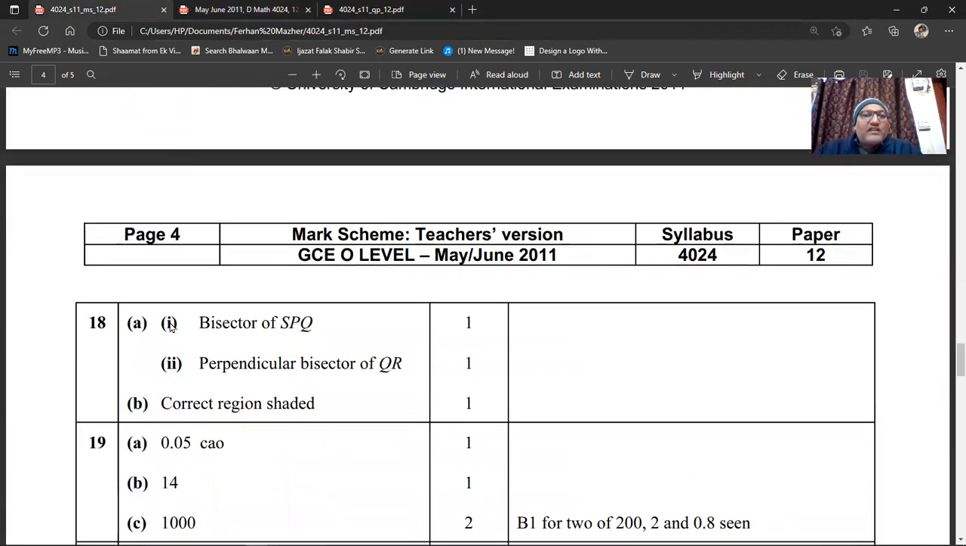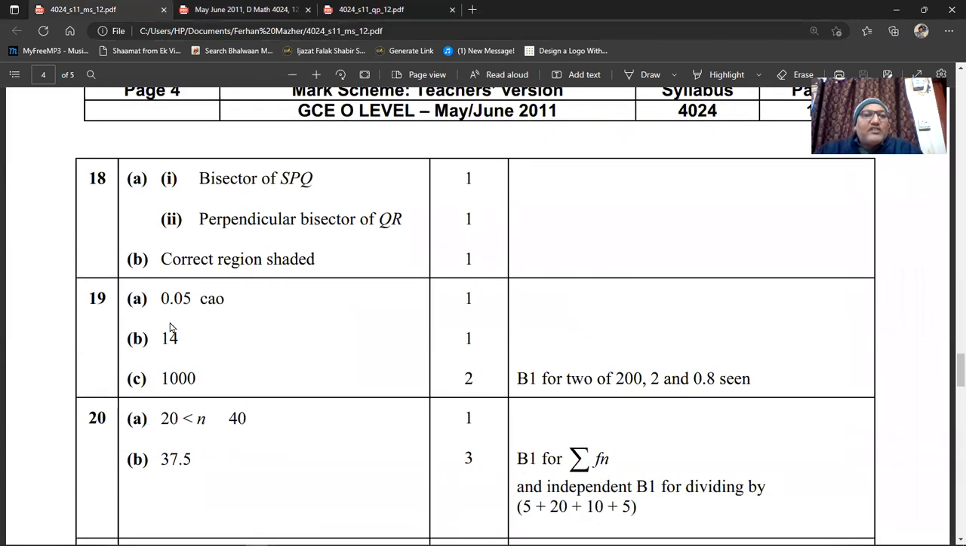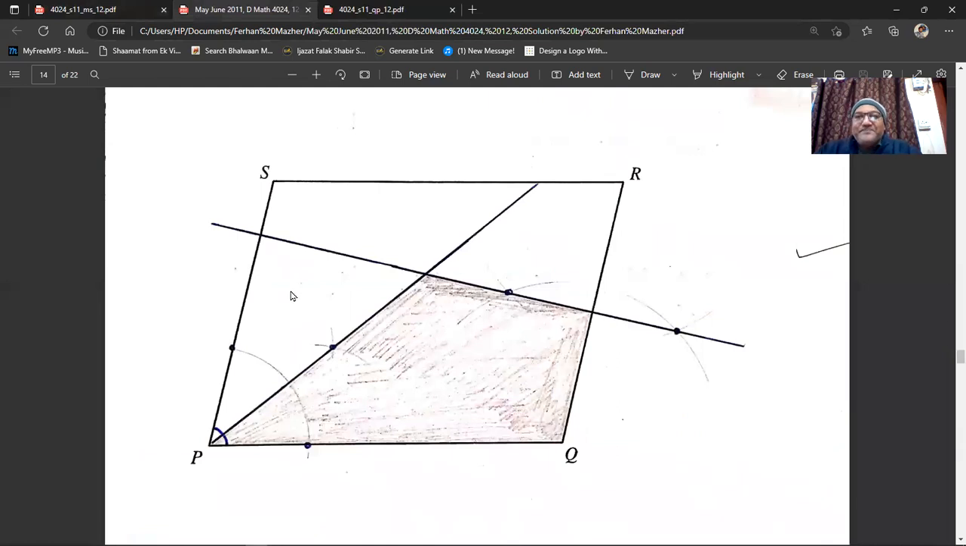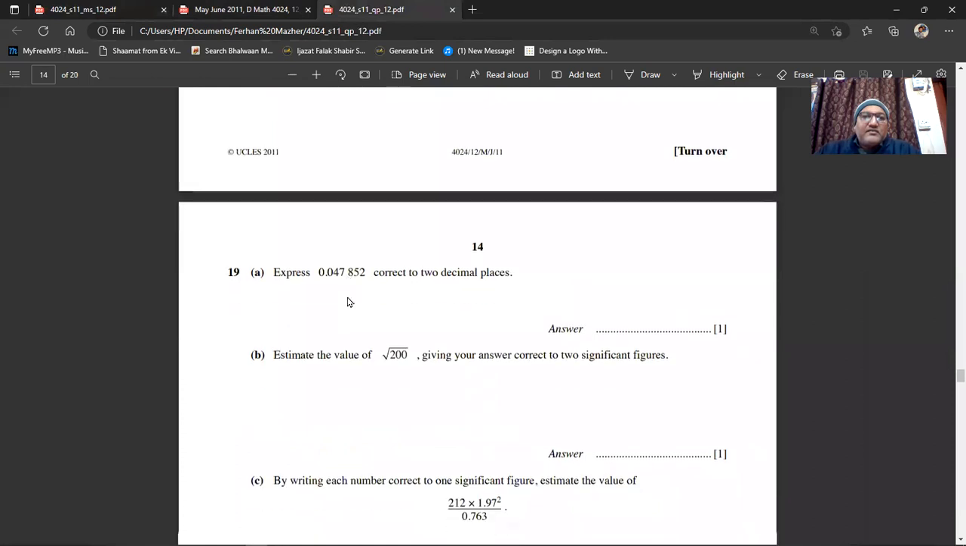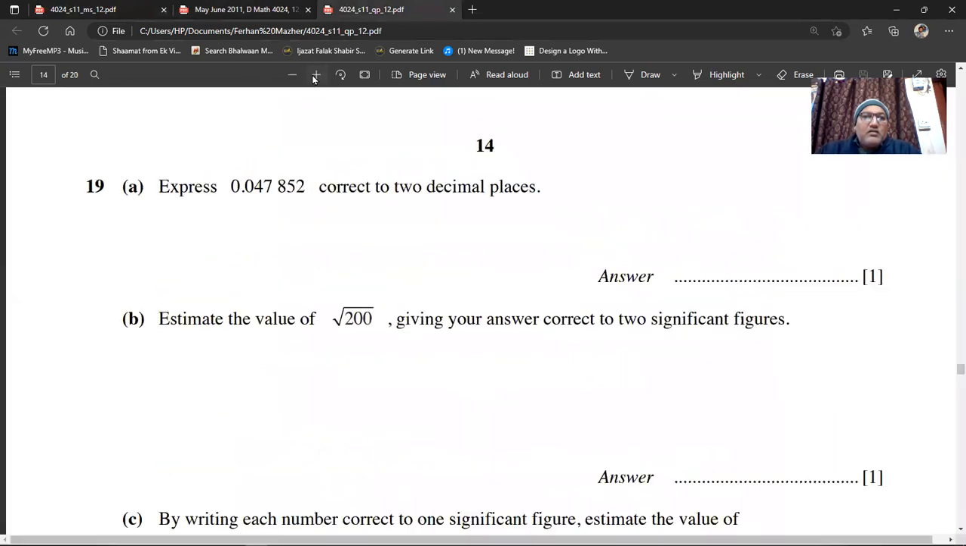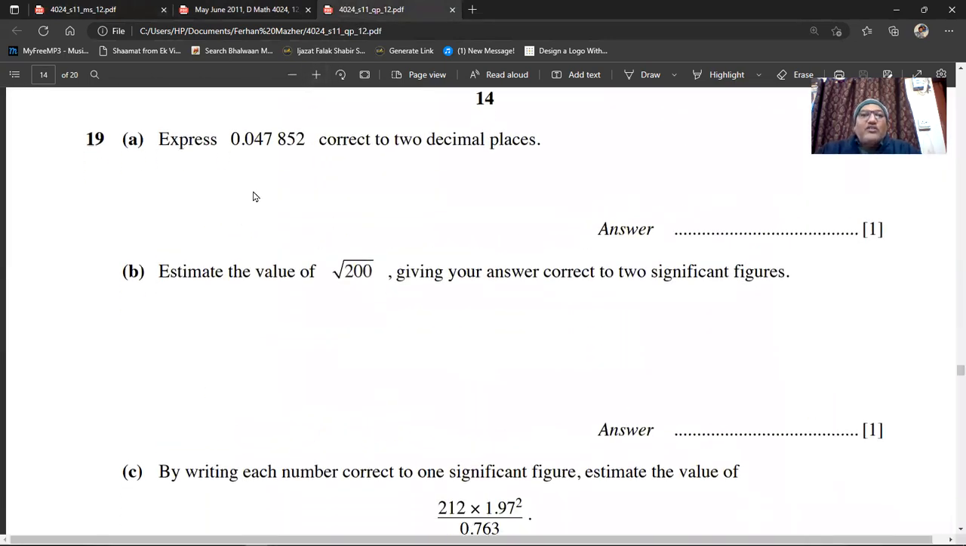Let me show you what the marking scheme says. So hopefully you understand this. This is that diagram. That is question number 18. So now we have question number 19.